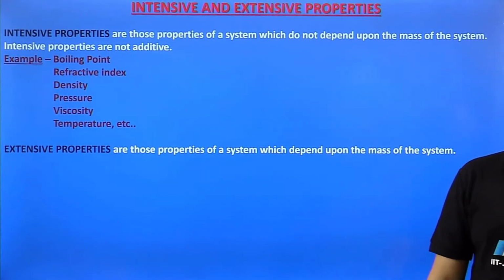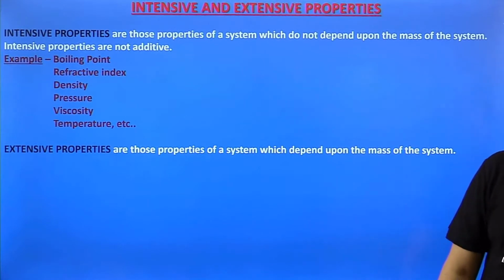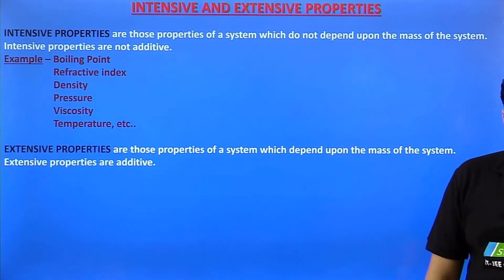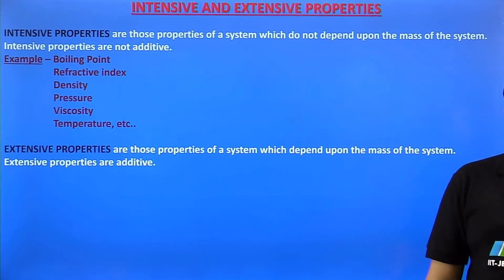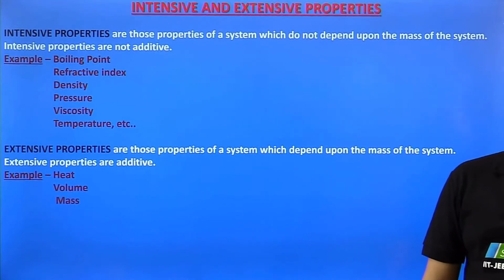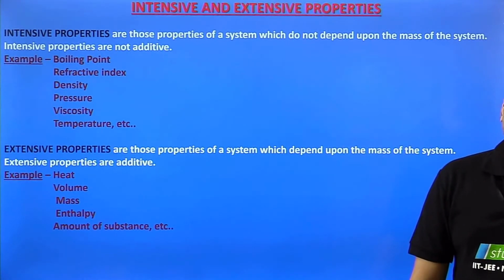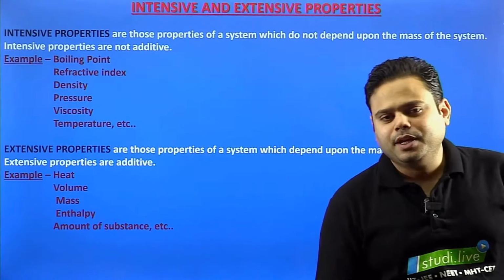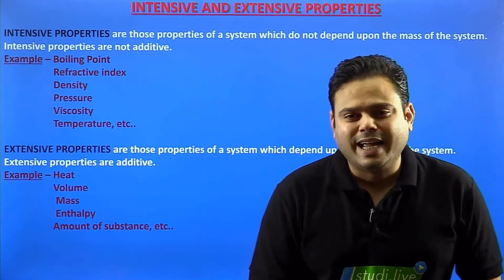Extensive properties are those properties of the system which depend upon the mass of the system. Extensive properties are additive in nature, meaning extensive properties can be added up. Examples: heat, volume, mass, enthalpy, amount of substance. Enthalpy and heat over here are two important factors which are extensive.